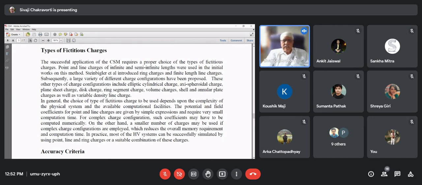So we bring in a lot of other charge configurations. One is the so-called line charge of infinite length. That means the charge configuration is a line charge, but its length is infinite. Now you can ask me, where can I use it? That means to simulate what? Two examples I can give you straight away. One, the transmission line conductor.